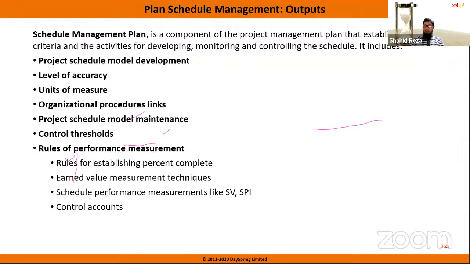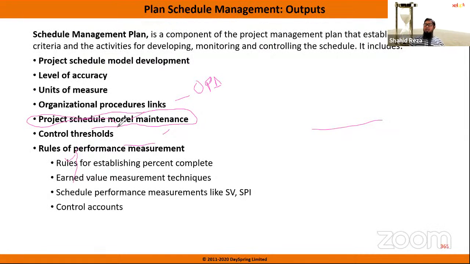For example, you are working with a satellite system. There, every activity's time is very, very crucial. So how much level of accuracy you need for this project is important, and you need to write that here. Units of measure, as already mentioned, whether we are going to measure our duration in days, months, weeks, or hours. Then organizational procedural links. That means EF, OPA. If there is any guideline from the organization, then you have to follow that.